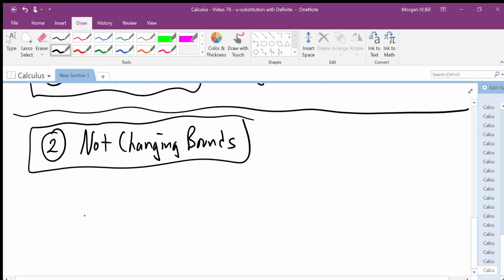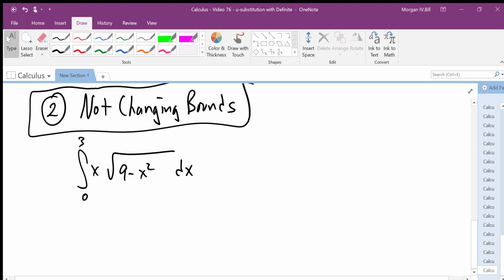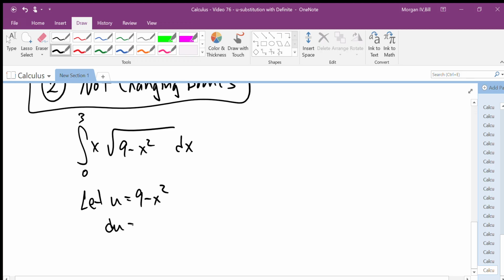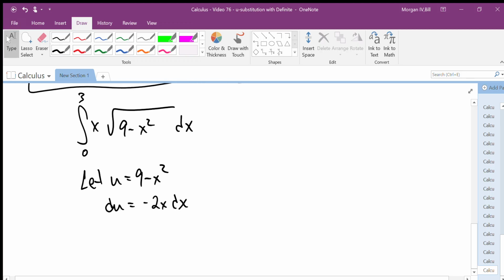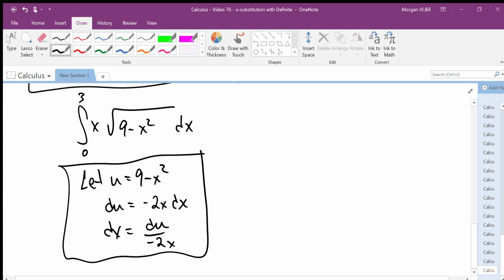We started off with the integral from 0 to 3 of x times the square root of 9 minus x squared dx. We're still going to let u equal 9 minus x squared. Du then is negative 2x dx. Solving for dx, I get dx equals du over negative 2x. I'm not going to change the bounds this time. I'm going to leave my 0 to 3 bounds, those x bounds. The dx becomes du over negative 2x, the x's cancel, and I'm still going to pull out the negative 1/2.